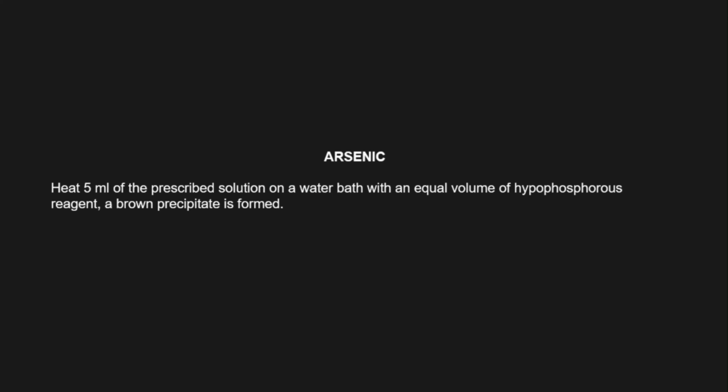The next cation is arsenic. Its identification can be done by heating 5 ml of the prescribed solution on a water bath with an equal volume of hypophosphorus reagent. A brown precipitate is formed.